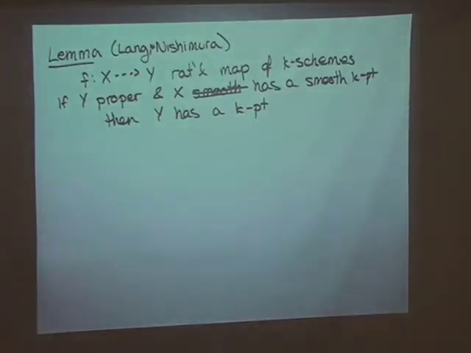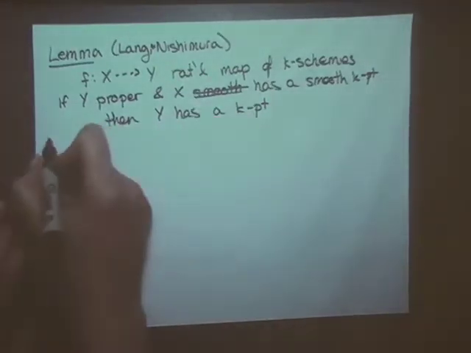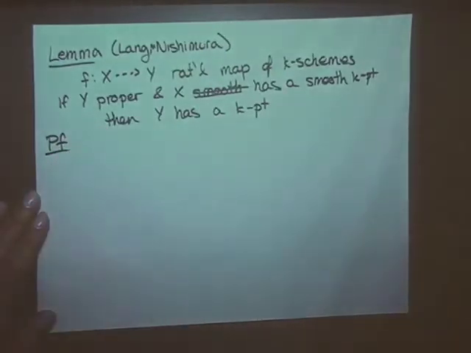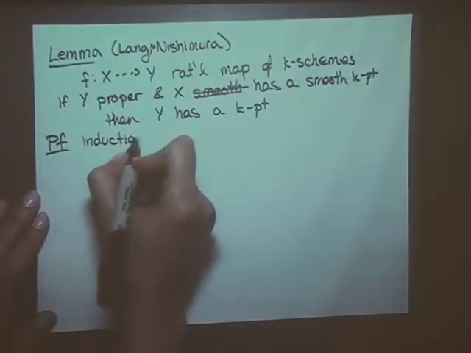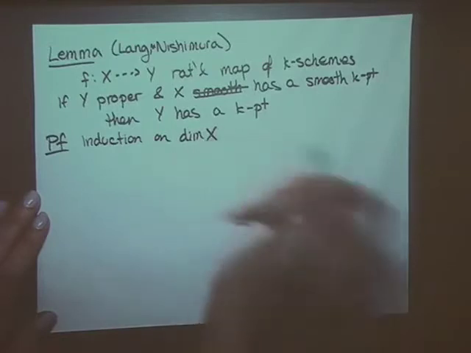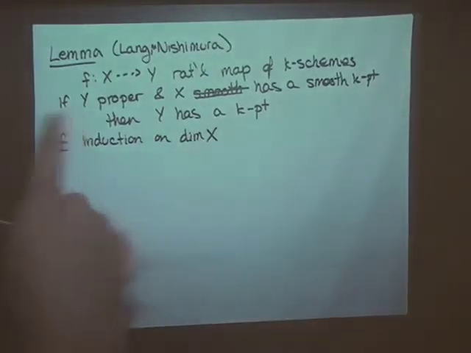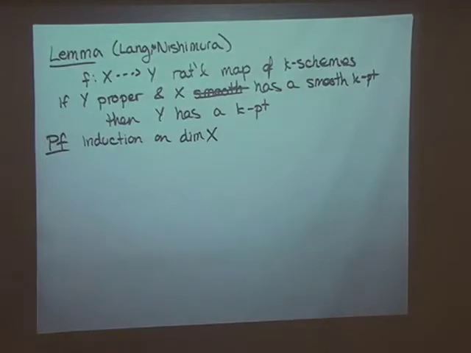Okay, so if you assume that X and Y are both smooth and proper, and this is a birational map, then you get that X has a K point if and only if Y has a K point. And this is true for any K, not just global fields. So I guess I sketched the proof. This proof is due to Kollár and Szabó. The proof is induction on the dimension of X. If X is zero dimensional, then a rational map is just a morphism, so it's immediate. It's just defined on the K point.